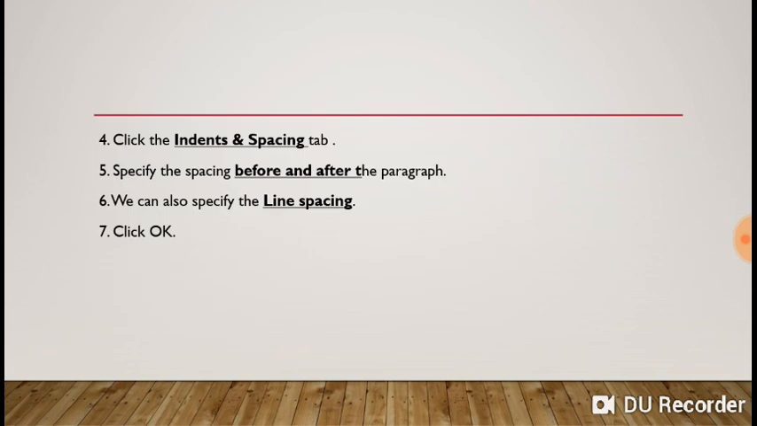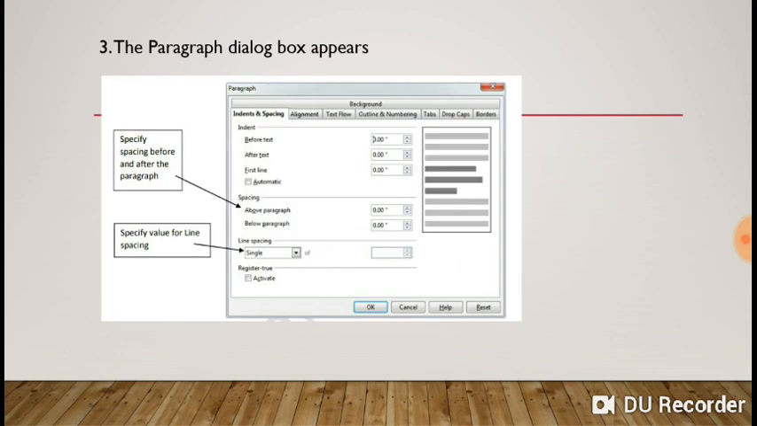Let us repeat. By default the indent and spacing tab will be selected, and if you want to switch between tabs, simply click on the tabs. As we have already discussed, select the before and after spacing for the paragraph, and for the line spacing, select it from the line spacing section.